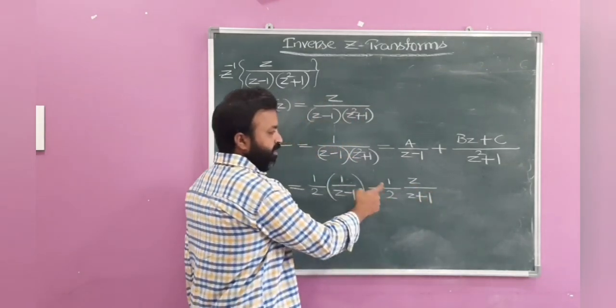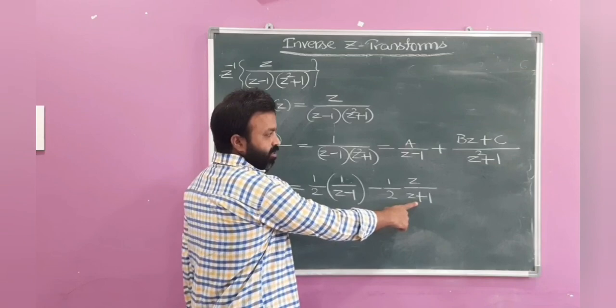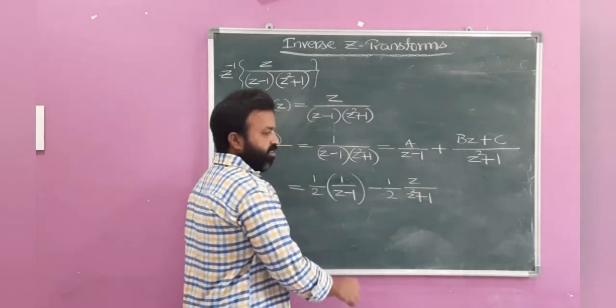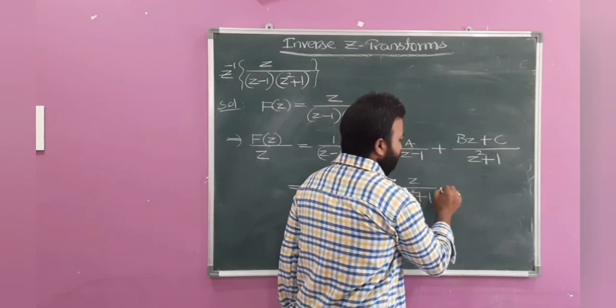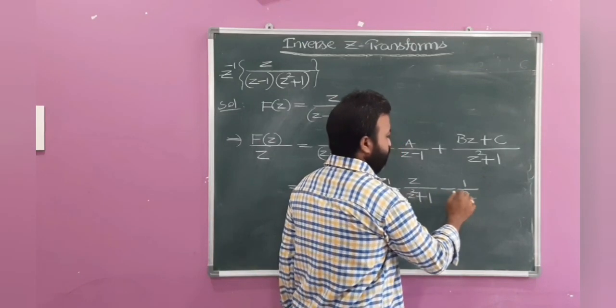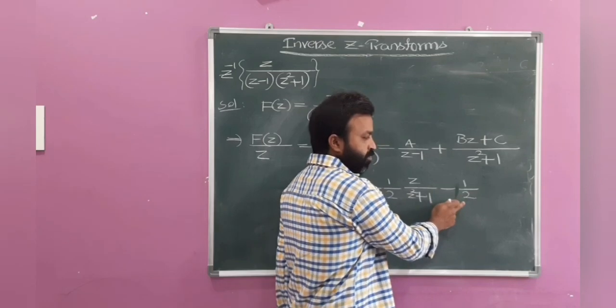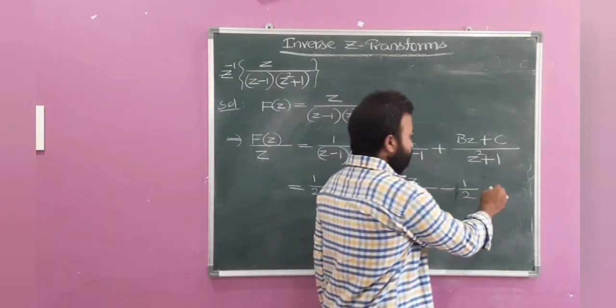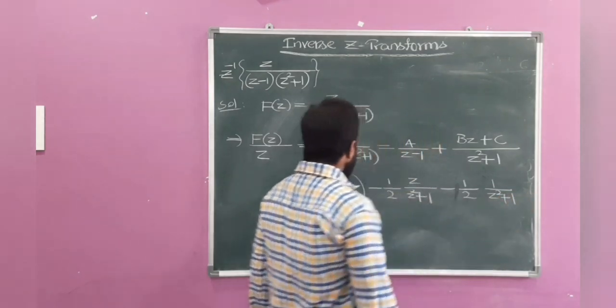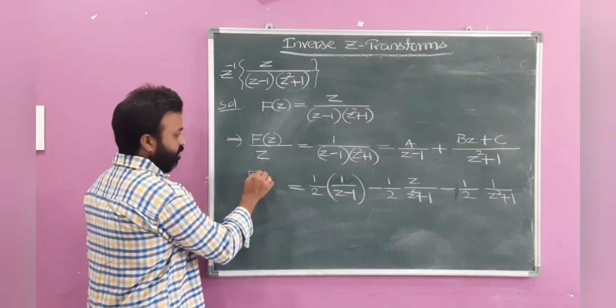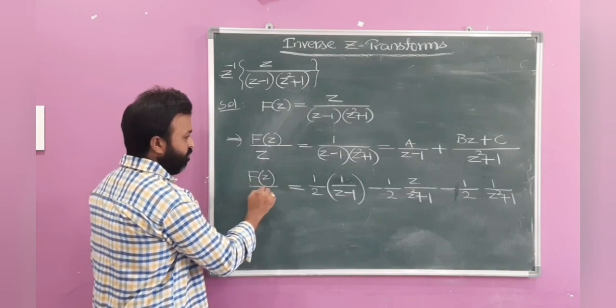See here, bz by z square plus 1, plus c value. I get c value is also minus 1 by 2 by using partial fractions. C value is also 1 by 2 into 1 by z square plus 1. So this is f of z by z. On left side we have f of z by z.